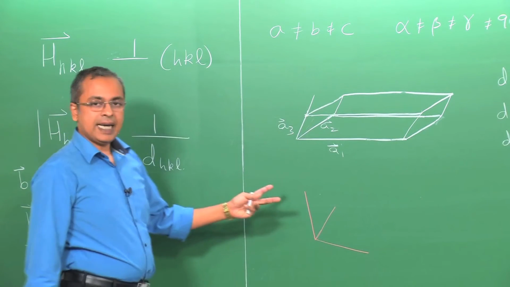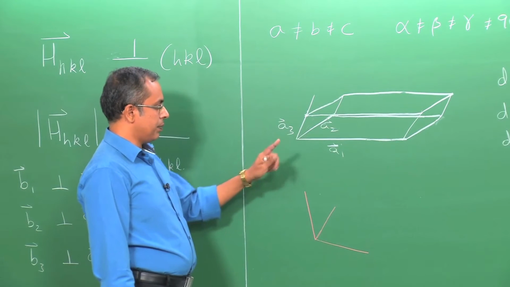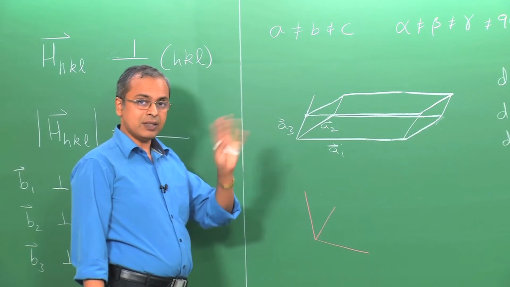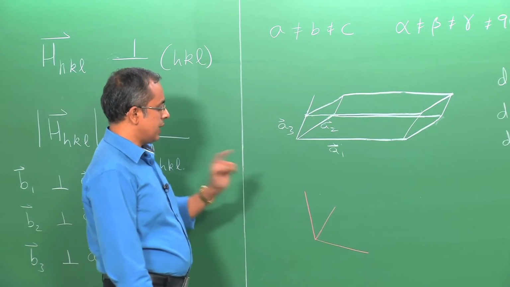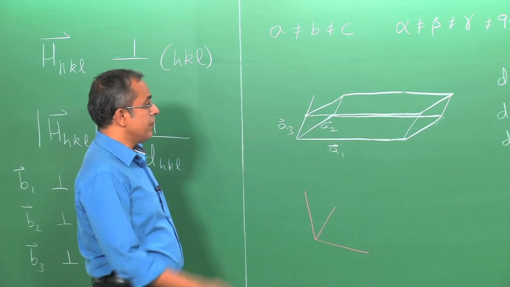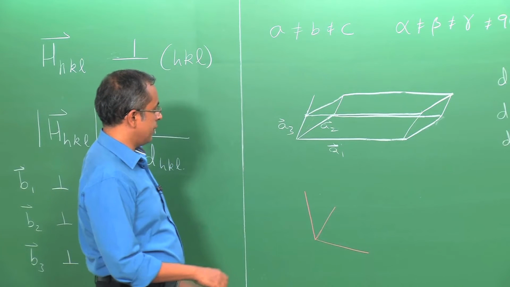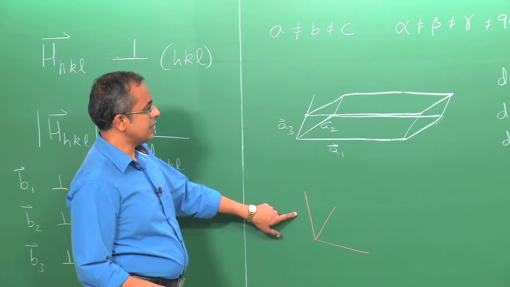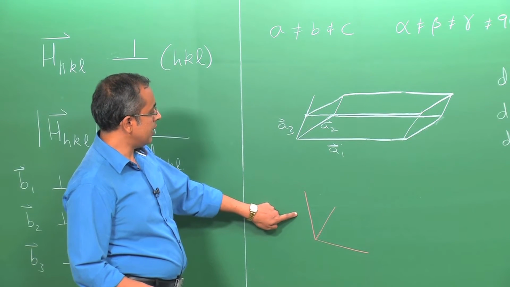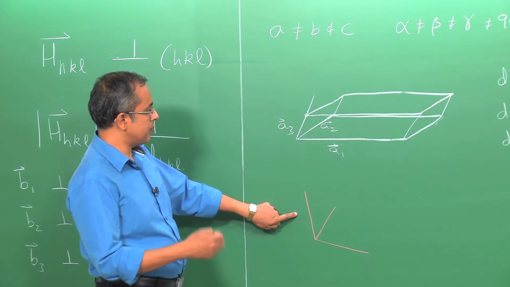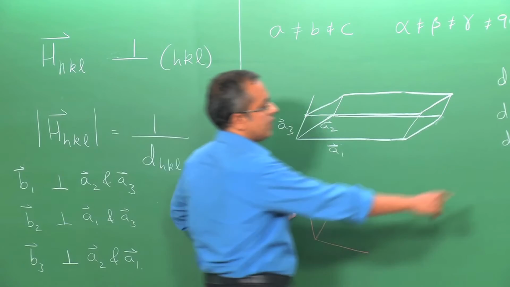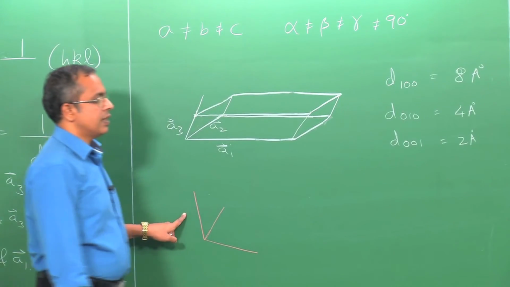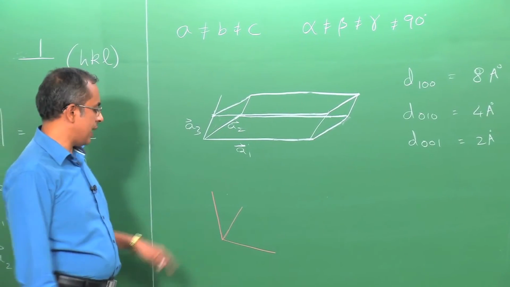So we now have the three directions which are all perpendicular to those respective planes. So they meet that criterion that HKL is perpendicular to the plane HKL. So that criterion we have got. Now we need to know something about the dimensions. So we have B3 in this direction and it has to be 1 over the spacing of the 001 planes. 001 planes is 2 angstroms. So 1 over that is 0.5 angstrom inverse.